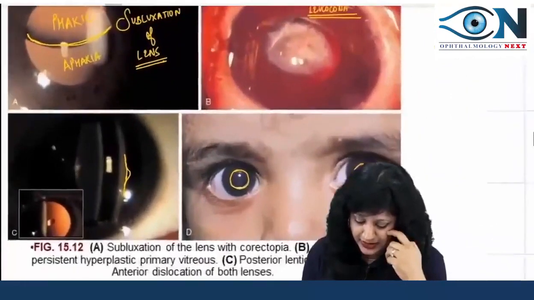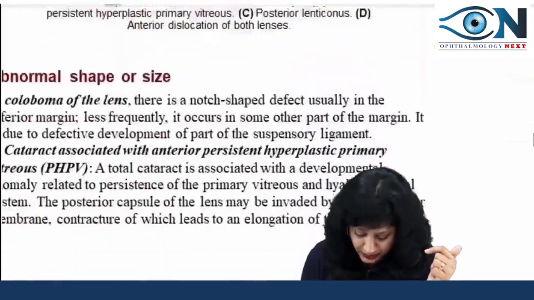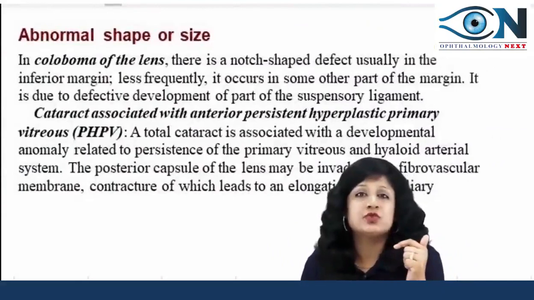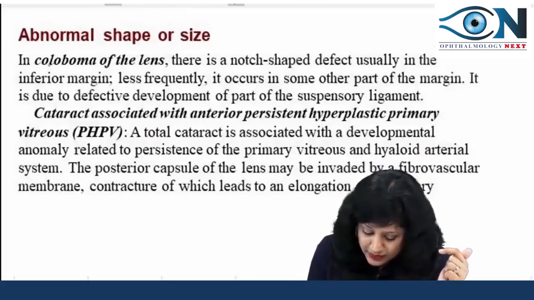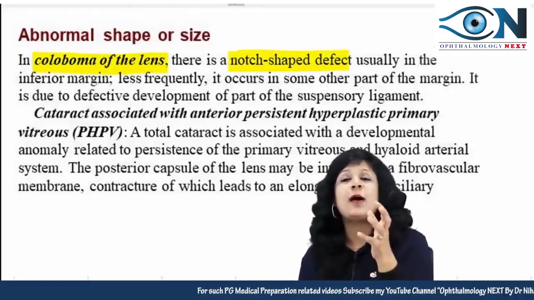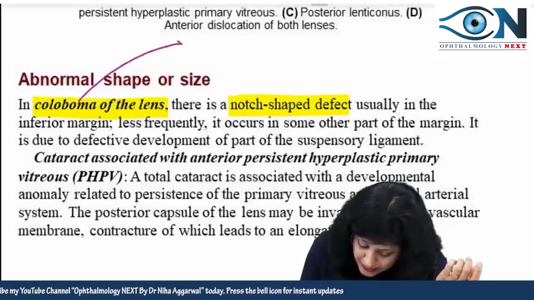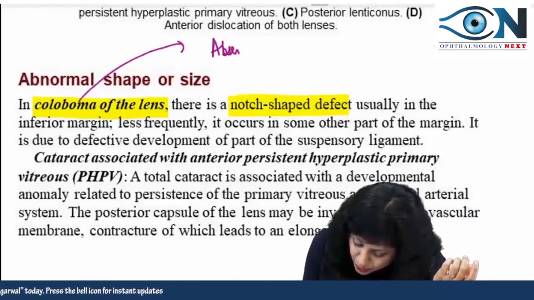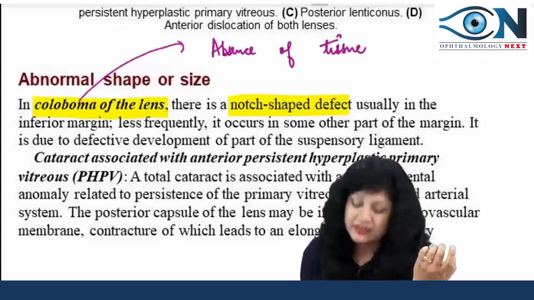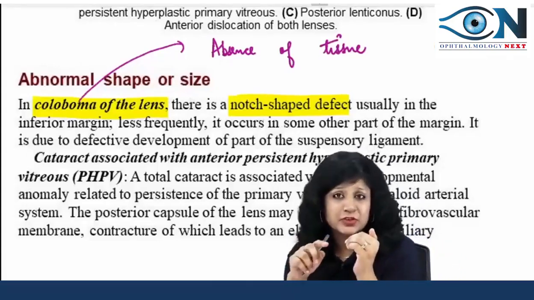So it's always good to look at these pictures because there is a high probability of these pictures being asked. Okay, now coming to the abnormal shape or size. In the context of abnormal shape and size, one thing which is very common is coloboma of the lens. There is a notch-shaped defect, coloboma of the lens. Actually, what do you mean by coloboma? Coloboma means the absence of the tissue. Whenever we have absence of the tissue, I will get a notch because in that area I do not have the tissue.